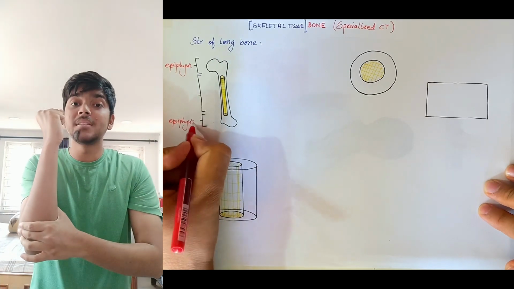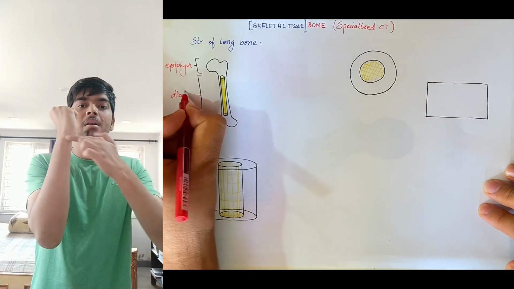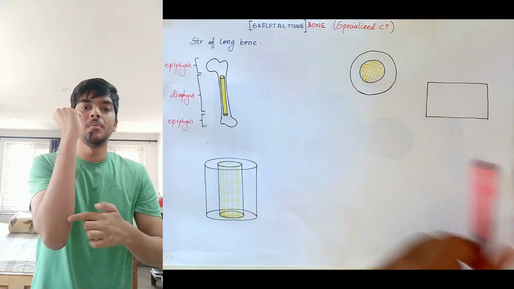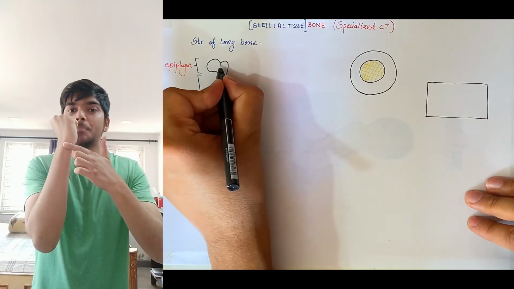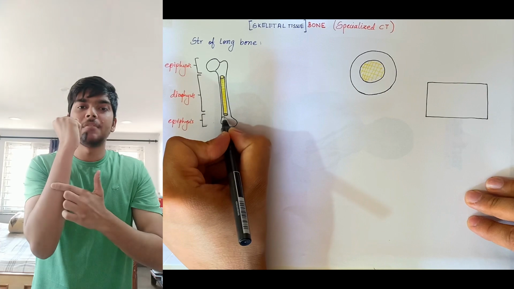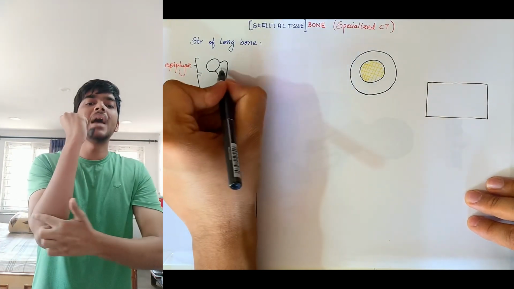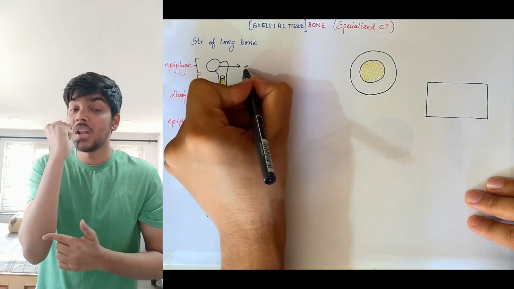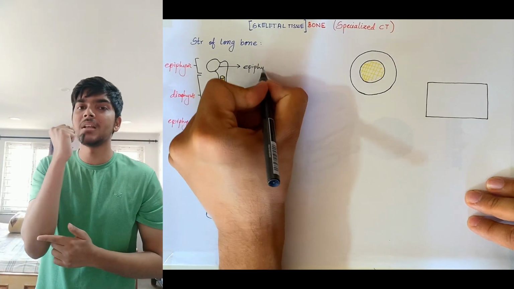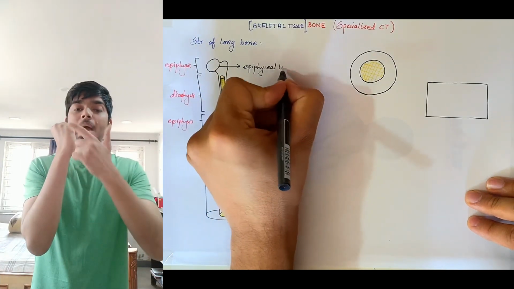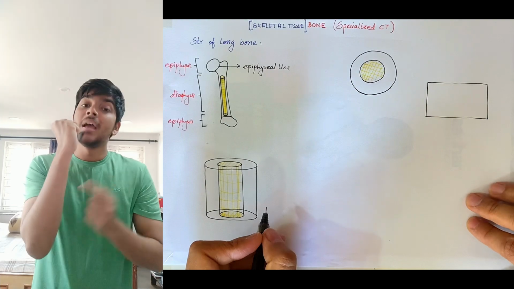Then there are two lines, one line here and the other line here. These lines separate the epiphysis from the diaphysis, and they are known as epiphyseal lines. So what does the epiphyseal line do? They separate the epiphysis from the diaphysis.